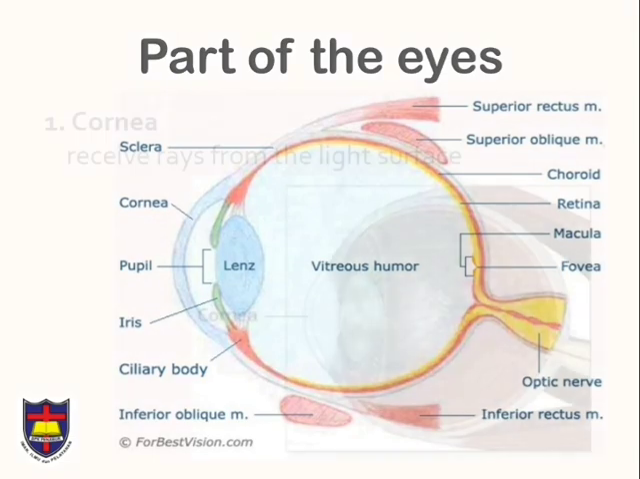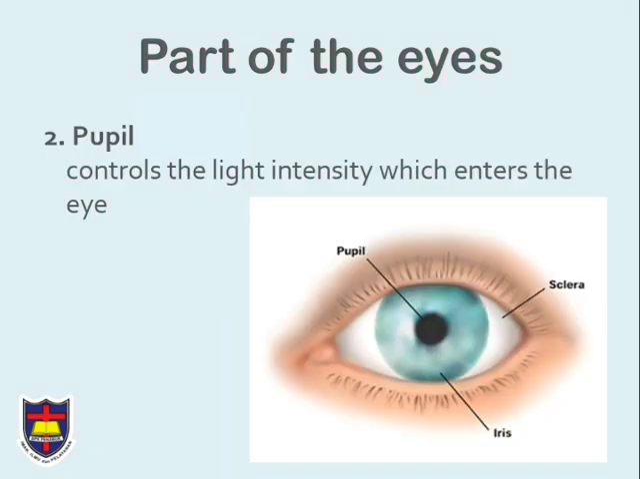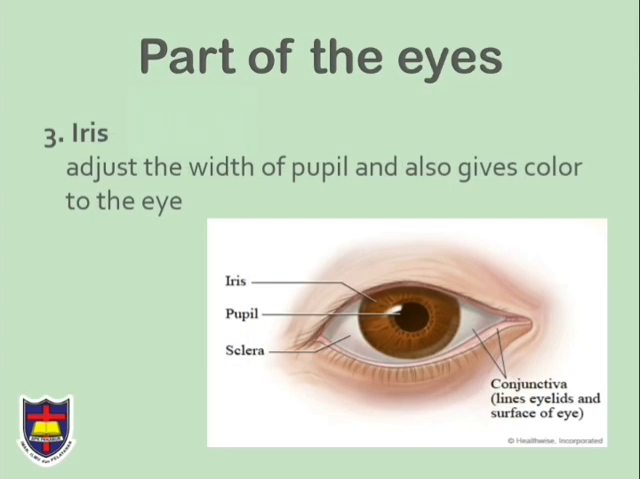The part of the human eyes, number 1 is cornea. The function of cornea is to receive rays from the light surface. Part of the eyes number 2 is pupil. The function of pupil is to control the light intensity which enters the eye. Part of the eyes number 3 is iris. The function of iris is to adjust the width of pupil and also gives color to the eye.